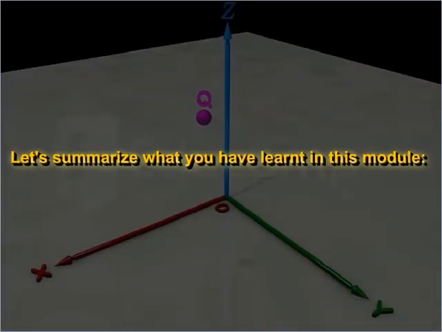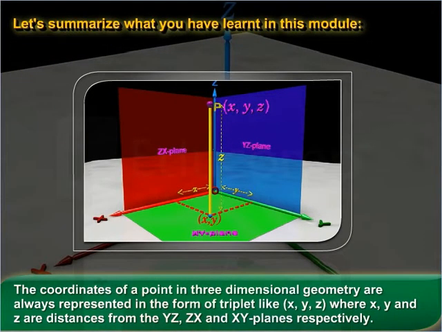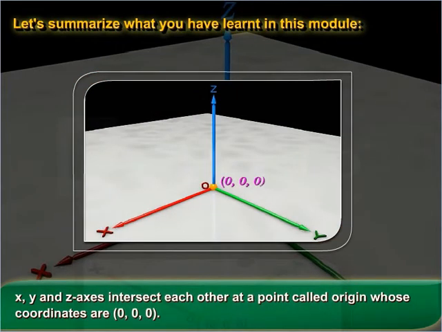Let's summarize what you have learned in this module. The coordinates of a point in three-dimensional geometry are always represented in the form of a triplet like (x, y, z), where x, y and z are distances from the yz, zx and xy planes, respectively. The x, y and z axes intersect each other at a point called the origin, whose coordinates are 0, 0, 0.